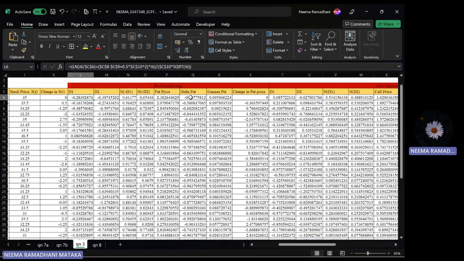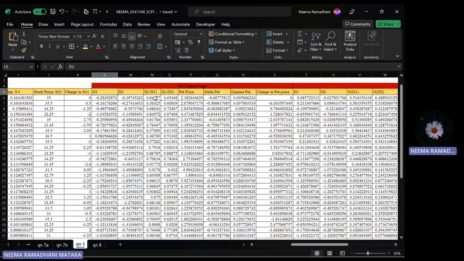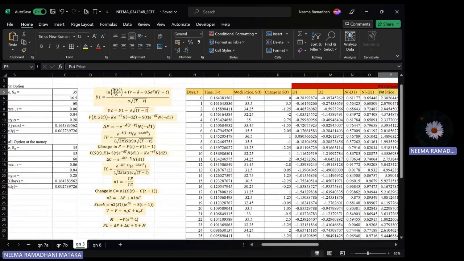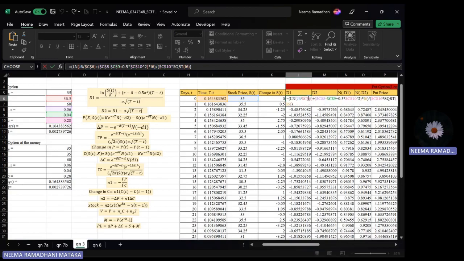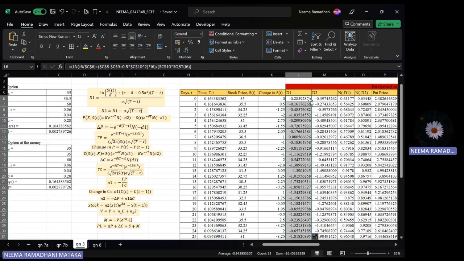So coming to the put option, we have to calculate the values of d1, d2, N(-d1), and N(-d2) to get the put price. Here is the formula to calculate d1: d1 equals ln of S_t over K plus r minus delta plus 0.5 sigma squared times (T minus t), the whole thing divided by sigma times the square root of (T minus t). This is how I calculated d1. After calculating the first cell, I also dragged it down to get the rest.